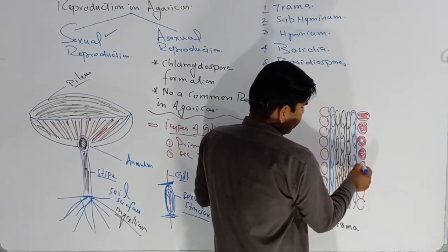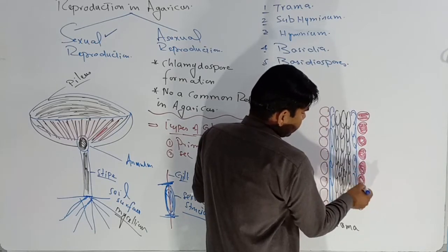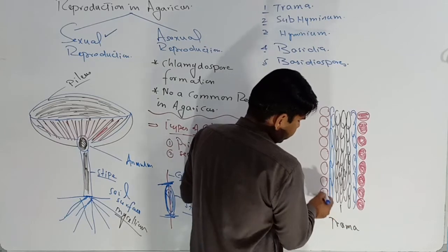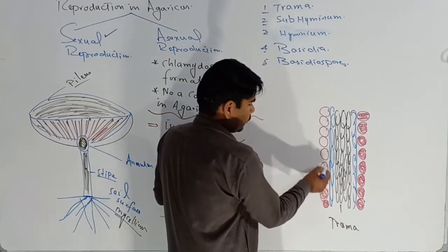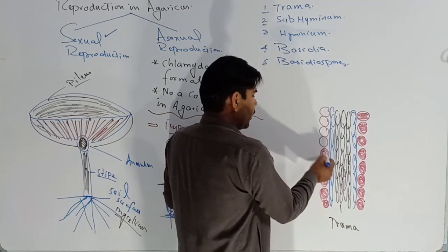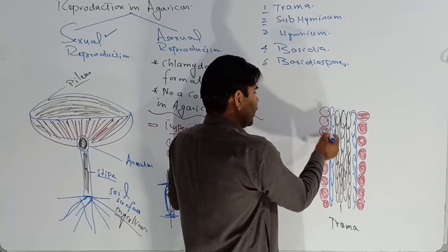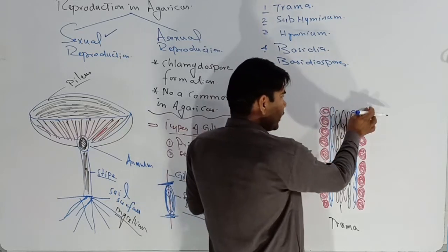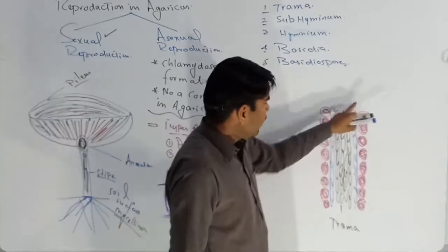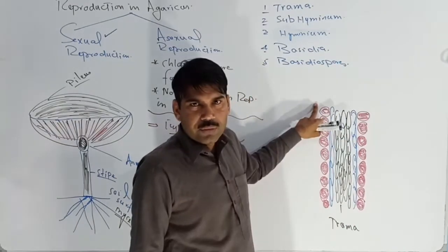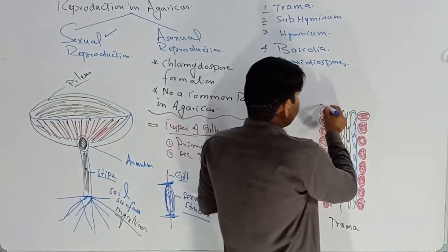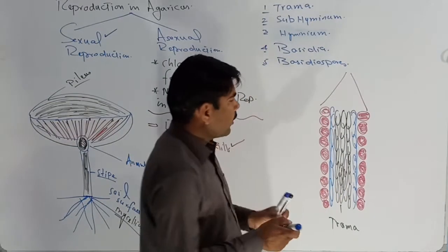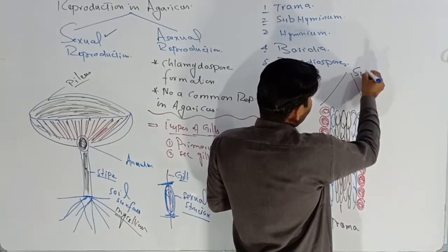This chain of cells is known as subhymenium. This is actually the subhymenium. It means this layer is known as subhymenium, and this layer is also known as subhymenium. So I can mention here, these both layers are known as subhymenium.